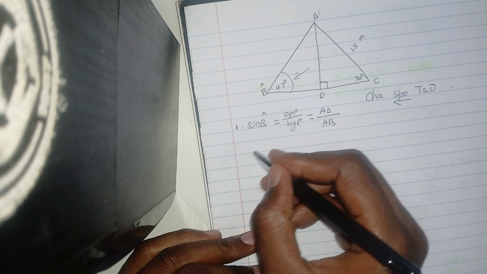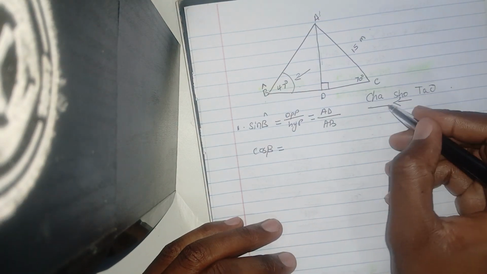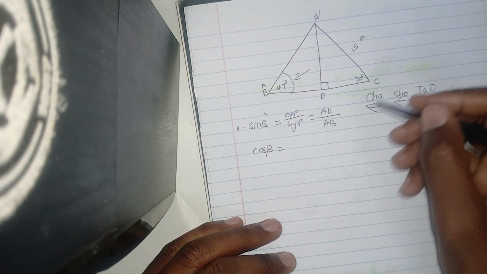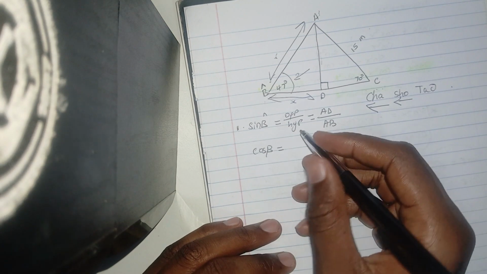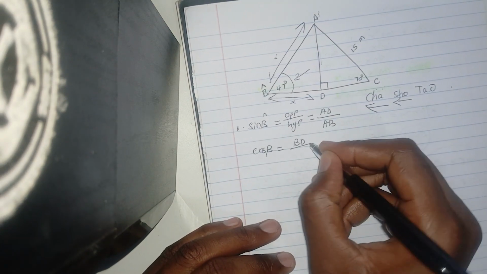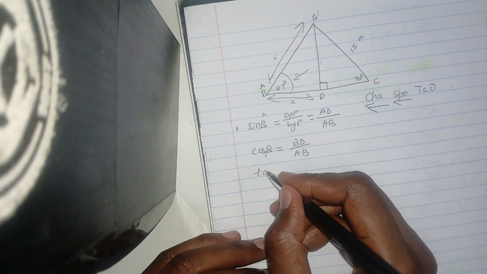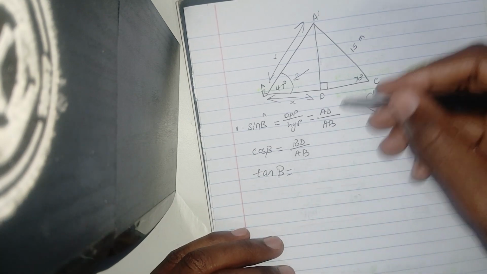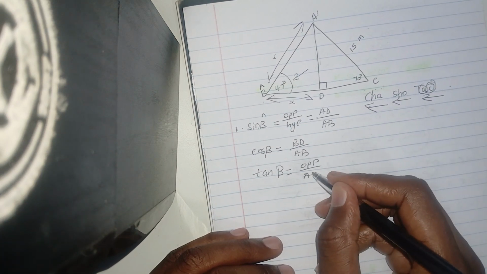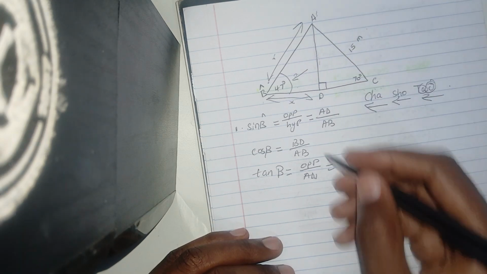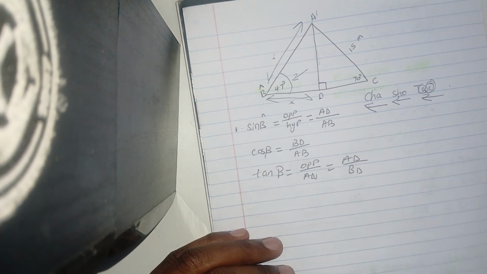Then let's say cos B. We're still using the same angle. Cos B, adjacent over hypotenuse. This one is your adjacent, and this one is your hypotenuse, so it's BD over AB, right? Now, tan B is equal to opposite over adjacent. So opposite is this side, that is opposite to the angle. It's AD over BD, right?